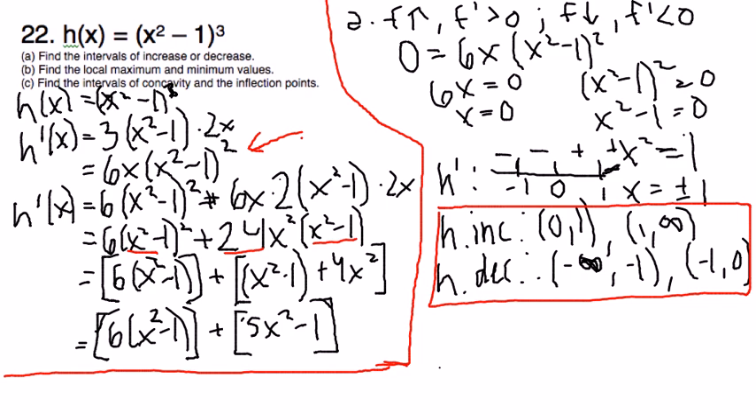Part B asks us to find the local maximum and minimum values, and part C asks us to find the intervals of concavity and inflection points. I think that C will be a little bit easier to solve first, because once you know where it's concave up or concave down, you will then be able to find the maxes and mins. So we'll go ahead with part C first.